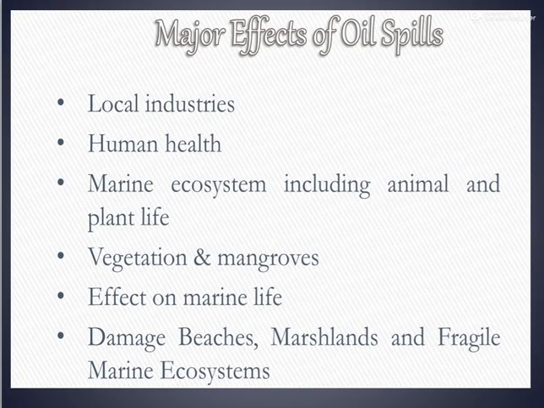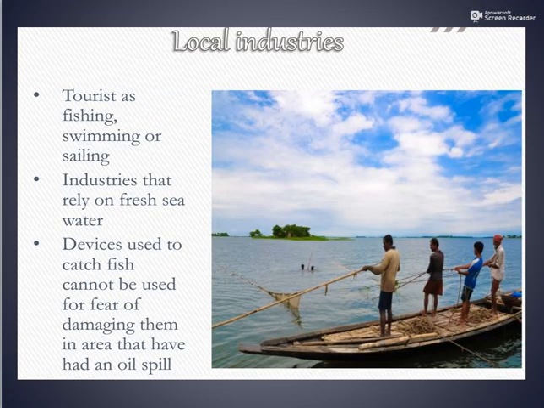And you can see that when they are in the water bodies, they leave behind lots of effects, like affecting the local industries, human health, marine ecosystems, the vegetation and the mangroves, all the marine life, causing damage to the beaches, marshlands, fragile marine ecosystems, etc. Now, coming to the local industries, sometimes there are lots of industries depending upon tourism, fishing, swimming, sailing, etc. And so, when an oil spill happens within a water body, it naturally affects the local industries.